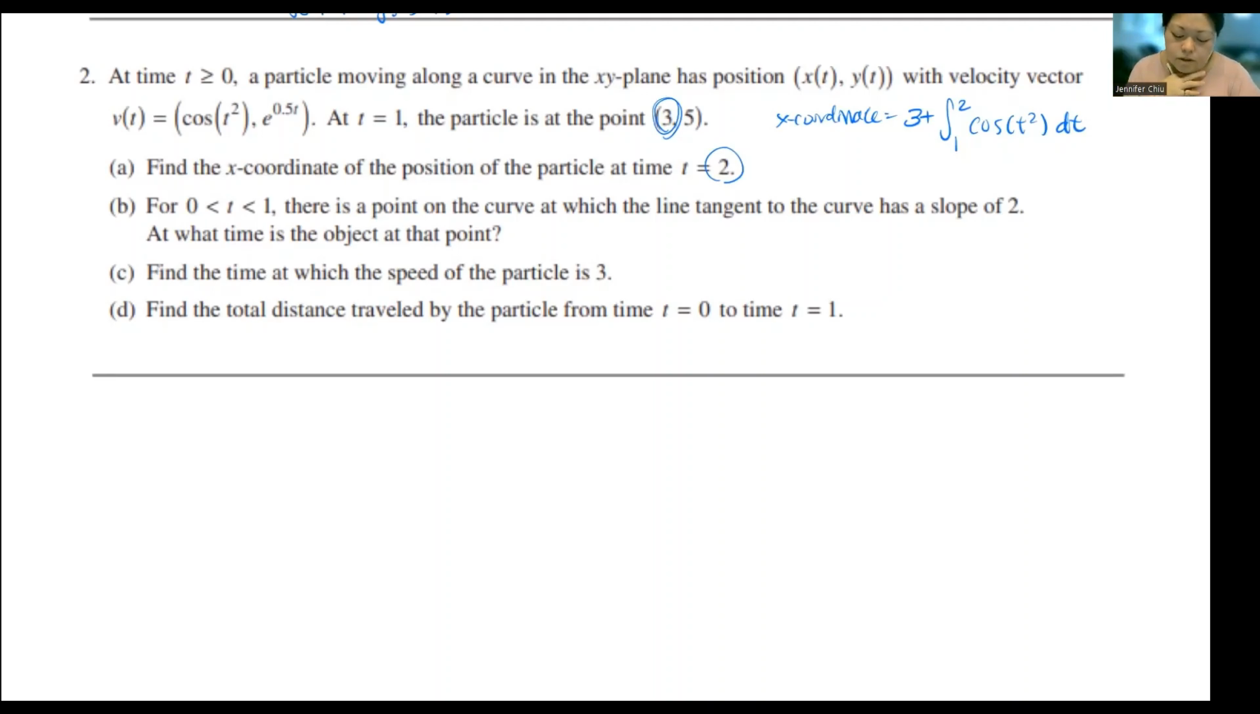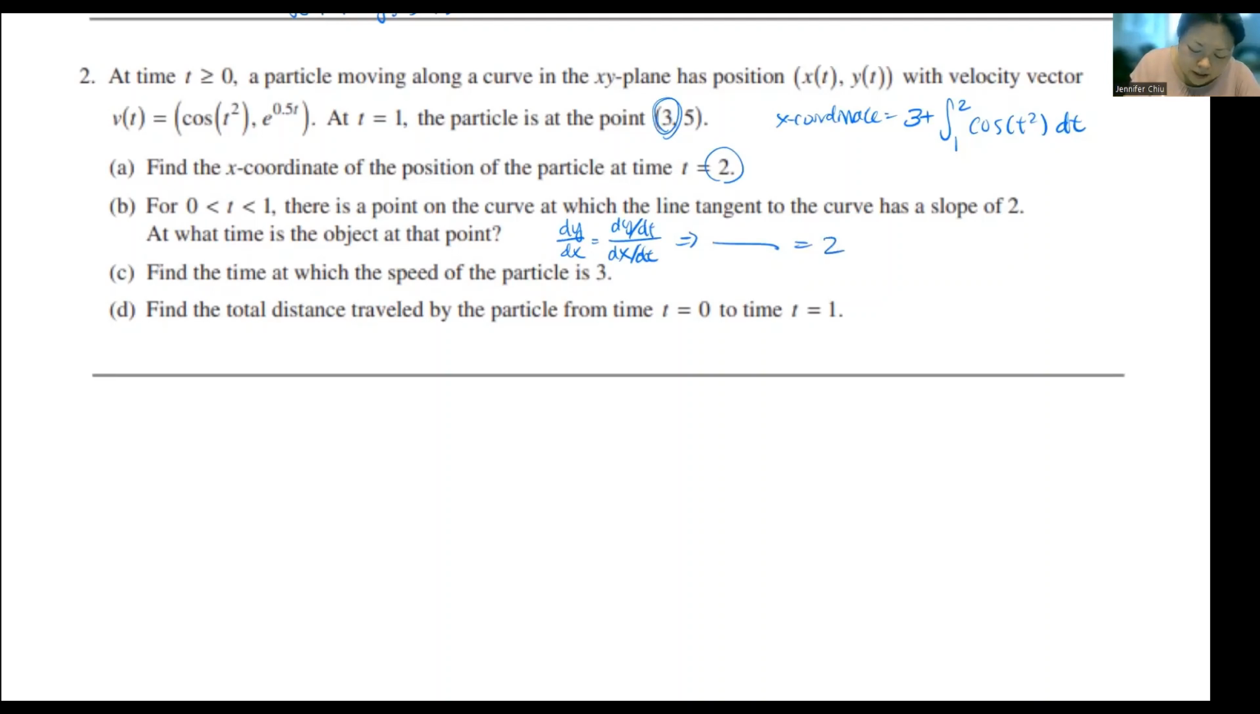Okay, part B. Between 0 and 1, there is a point on the curve at which the line tangent to the curve has a slope of 2. At what time is the object at that point? Okay, so you need to find the slope. Slope is dy over dx, but when we have parametrics, we have dy over dt and dx over dt. So you have to solve for those separately, right? You're looking for dy over dx, which is dy over dt divided by dx over dt. So find those two separately, and then set it equal to 2, and use your calculator to find the intersection points to solve for t.